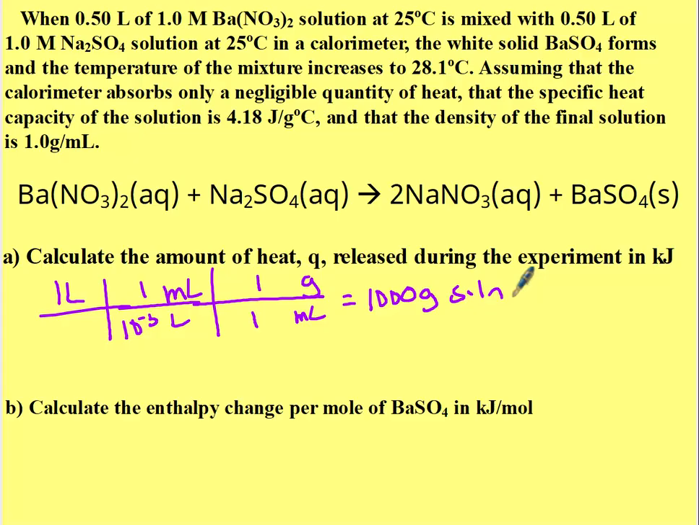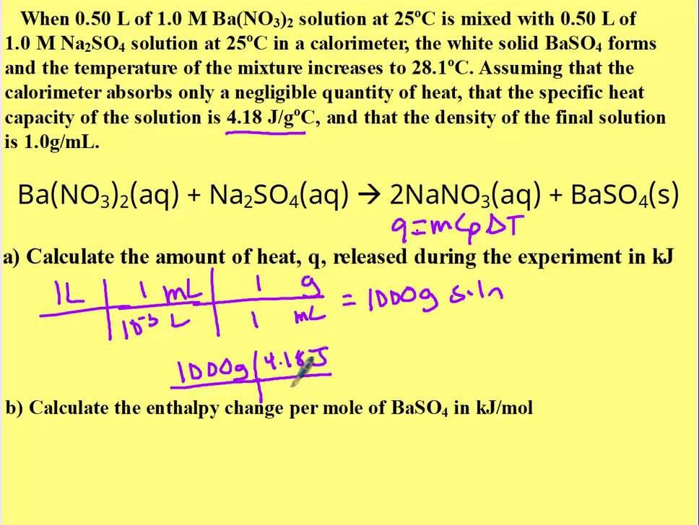So now I can use Q equals MCAT because I'm trying to solve for Q. And so I need Q in my expression. My mass was 1,000 grams. My CP is given. And then my change in temp, it says it started at 25 and it increased to 28.1. So that's 3.1.